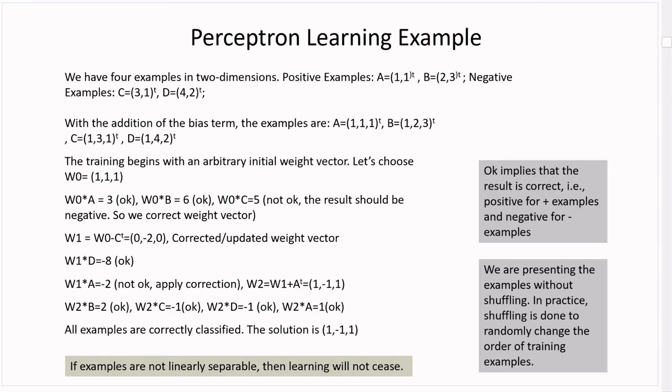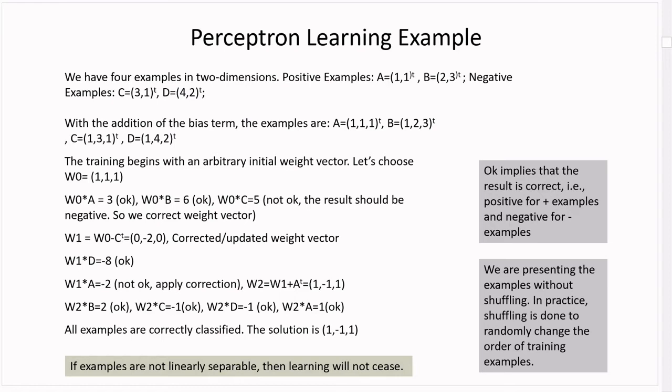So what we do is we take example A and present it to our network. That means we calculate the dot product between our weight vector W0 and A. And in this case, the answer is 3, which is positive. So the network, or our model, or our perceptron unit produces an output of 1, a positive output, which matches with the class of A. So no mistake, and we move on to example B. For B, the output is 6. Again, it is fine, no problem. So we move on to example C.